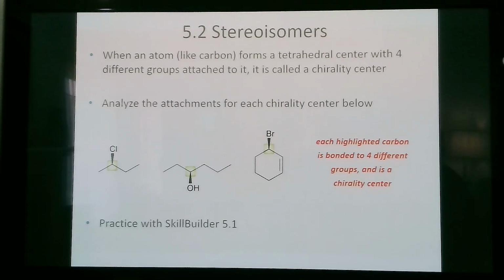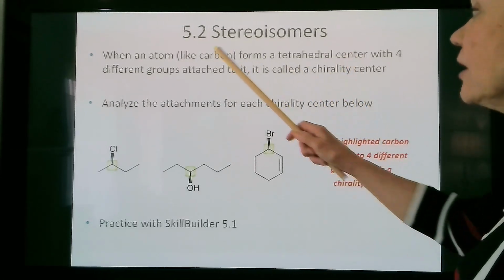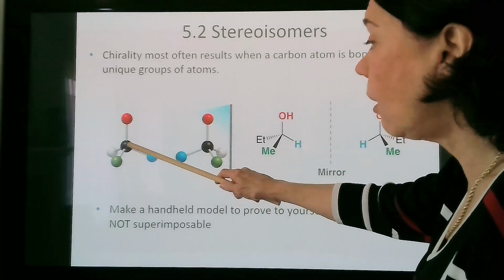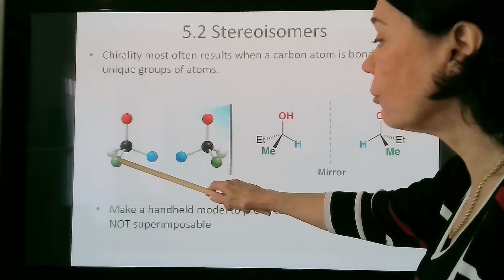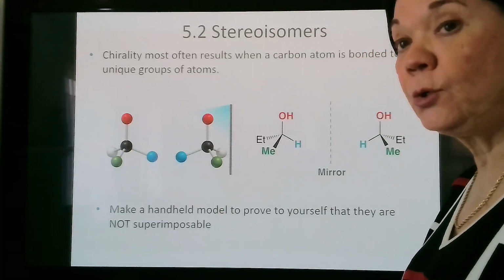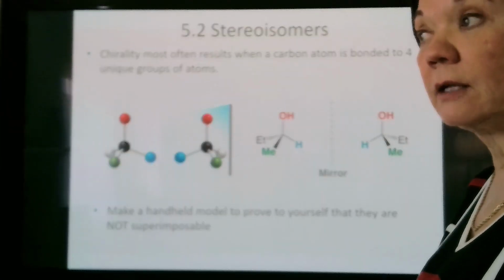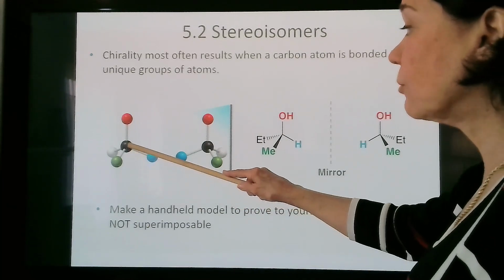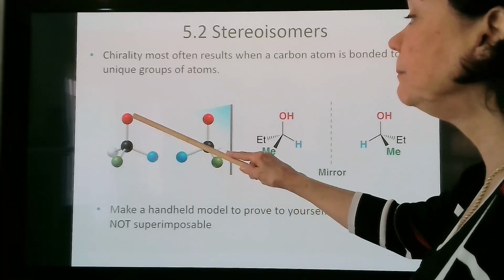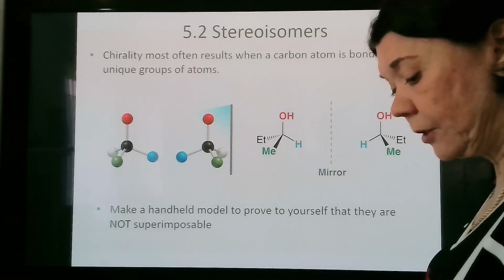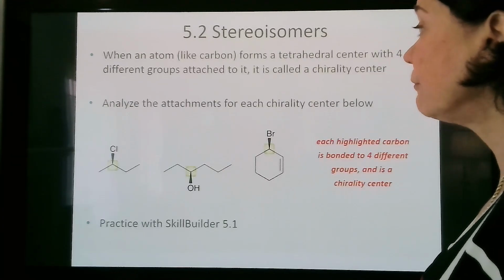So this happens when you have a tetrahedral center that has 4 different groups. Let's go back and look at that. So you can see this carbon has 4 different groups. It's an sp3 hybridized carbon. If you have sp2 or sp, you will not have chirality at that carbon. So it has to be an sp3 hybridized carbon, tetrahedral, and it needs to be bonded to 4 different groups.